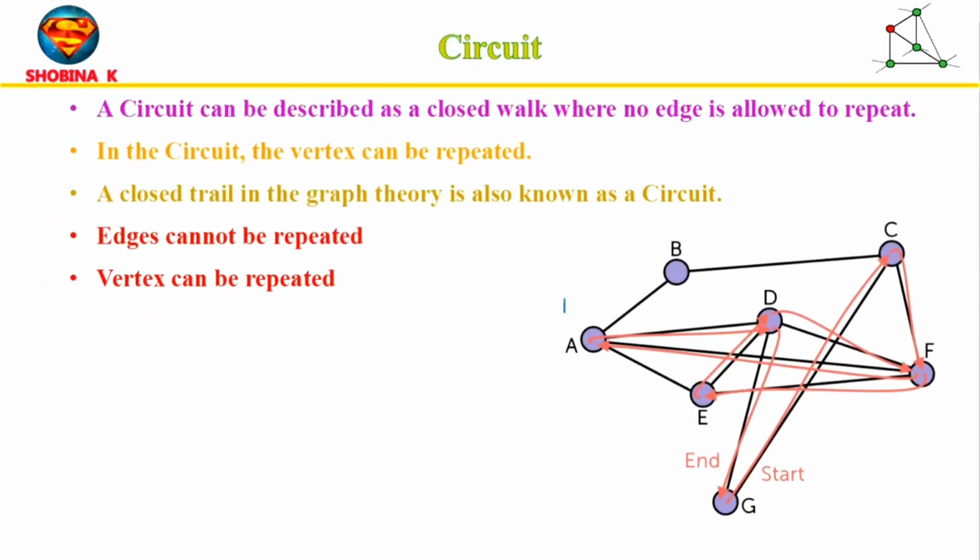A circuit is a path that begins and ends on the same vertex. And we know that a trail is an open walk with no edges repeated, whereas a circuit is a closed trail with no repeated edges but may have repeated vertices. So for a circuit, the two important points to be remembered are: edges cannot be repeated but vertices can be repeated.